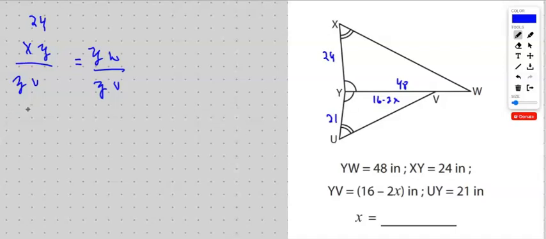Y to U is 21. Y to W is 48. And Y to V is 16 minus 2x. Okay, let's take out our letters. 24 over 21 equals 48 over 16 minus 2x. All right. So I'm going to move things around.